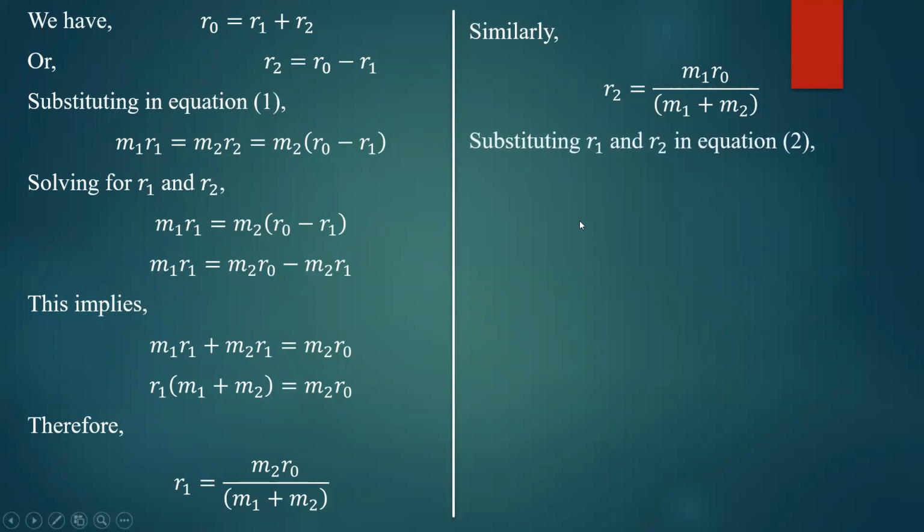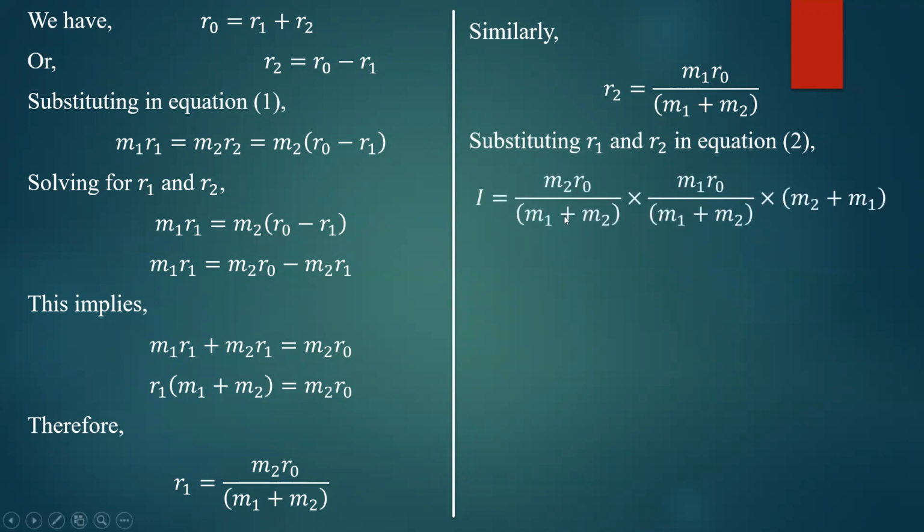Now substitute these values of r1 and r2 in equation 2, the moment of inertia equation. Substitute for r1 and for r2. So I is equal to, for r1, m2 r0 by m1 plus m2, into, for r2, m1 r0 by m1 plus m2, into m2 plus m1. Basically, we have the moment of inertia I equal to r1 r2 into m2 plus m1, and we have substituted here.